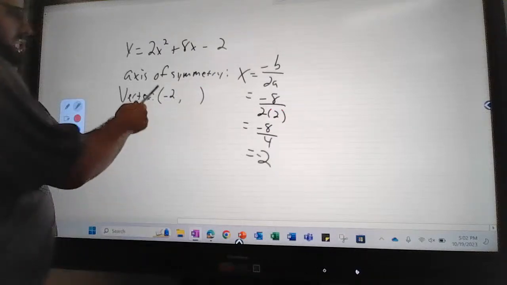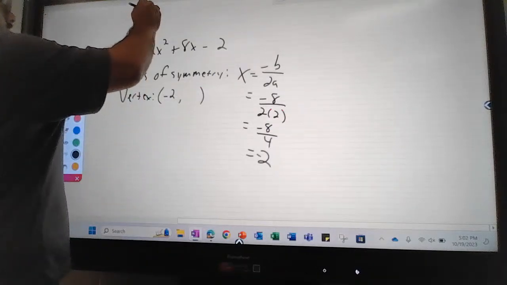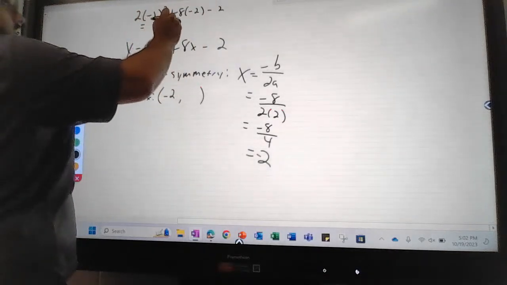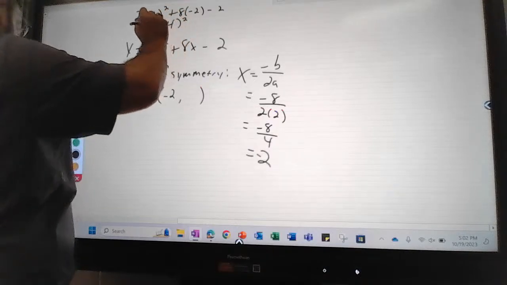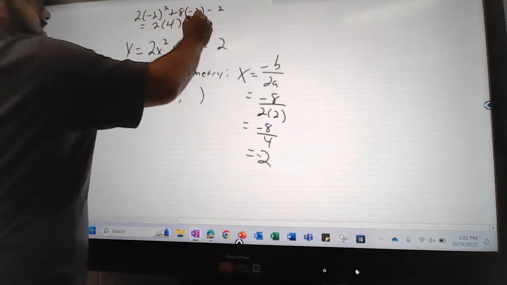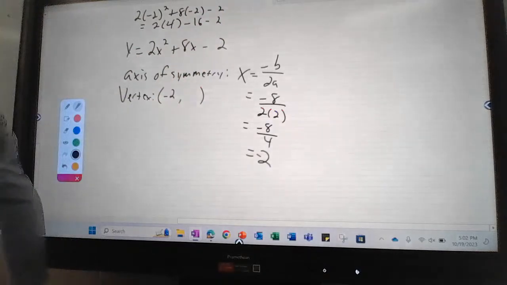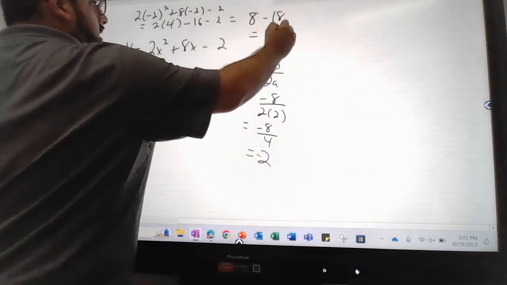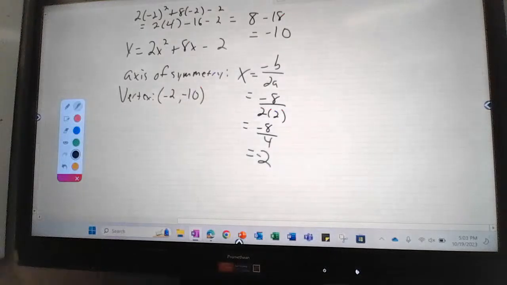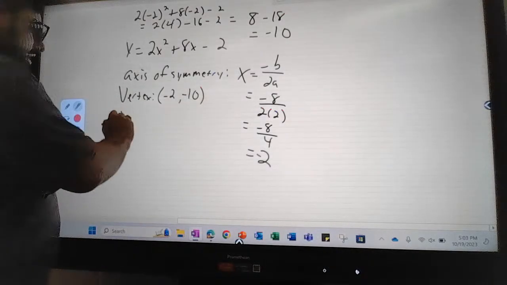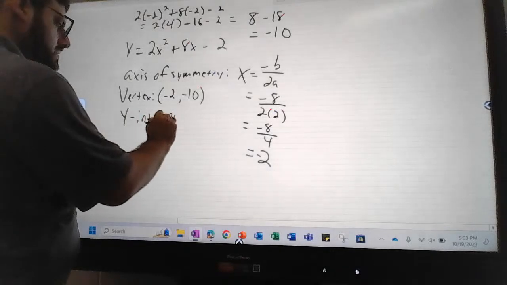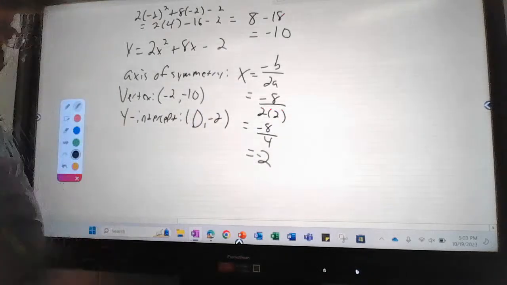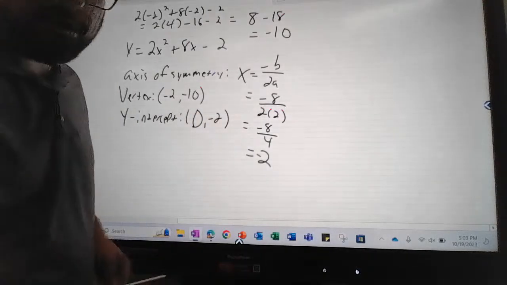To find the y value, I'm going to take negative 2 and substitute it in here. 2 times negative 2 squared plus 8 times negative 2 minus 2. That's 2 times 4. I've already squared it. Minus 16 minus 2. This is 8 minus 18, which is negative 10. There is my vertex, negative 2, negative 10. And my y-intercept will be the point 0, negative 2.